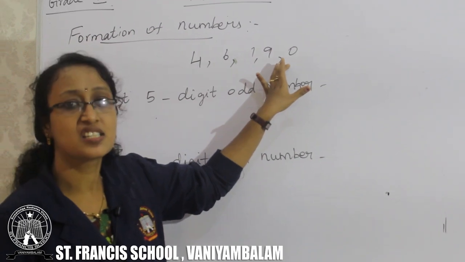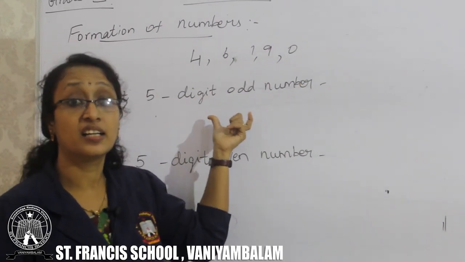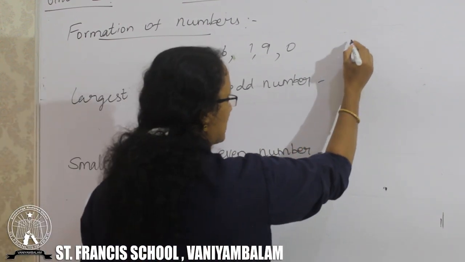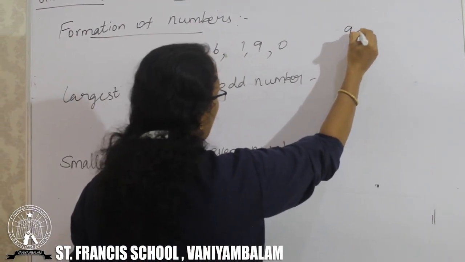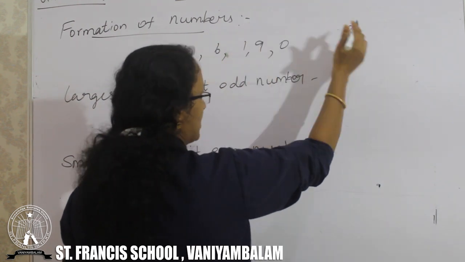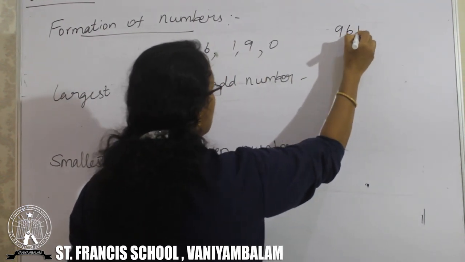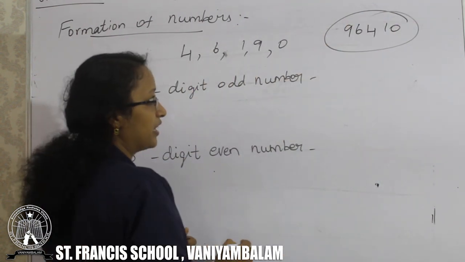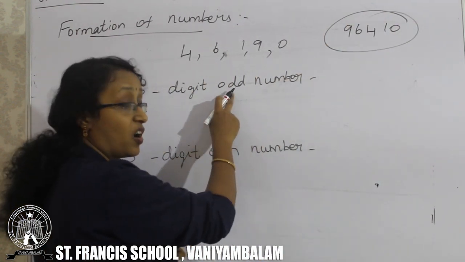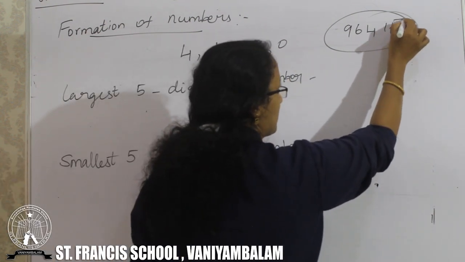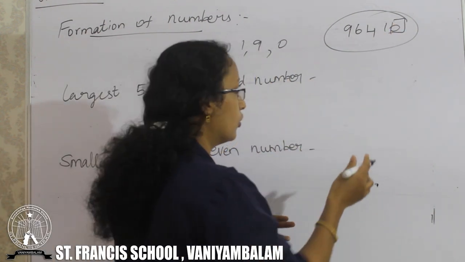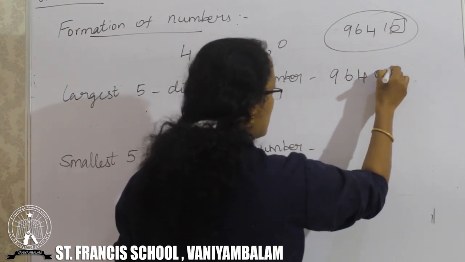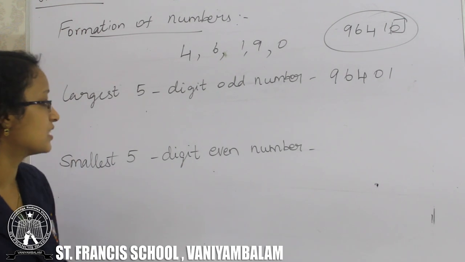You have 5 digits here, and you have to write the largest 5 digit number. So, you know what your largest 5 digit number is, right? Write in descending order: 9, 6, 4, 1, 0. This is your largest 5 digit number. But we need an odd number. Is the ones place digit odd? No. So, what will you do? You will interchange this. So, 9, 6, 4, 0, 1 is your odd number.